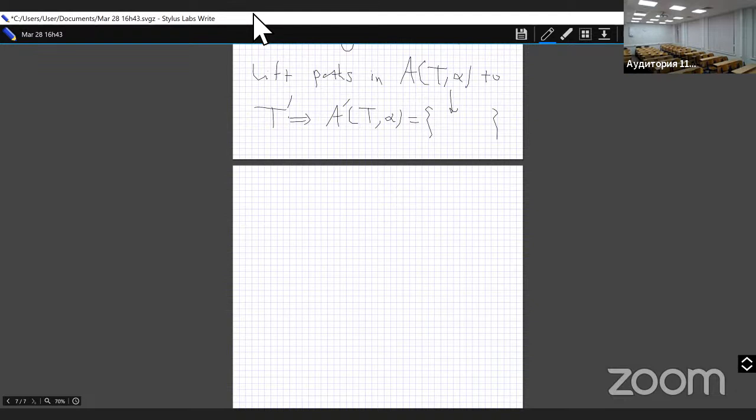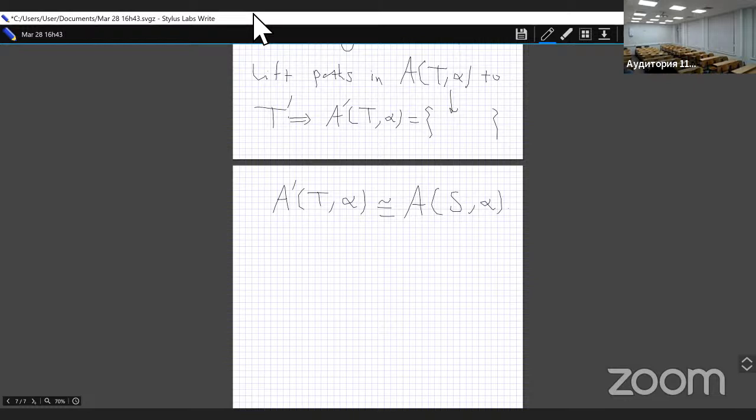And so it's clear that, just because we lift everything, A prime T alpha is homeomorphic to S alpha, right? Is it clear? Because of the way we lift it. There's a unique way to lift a path.